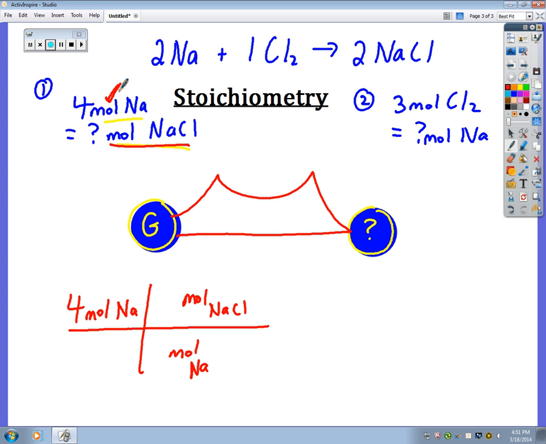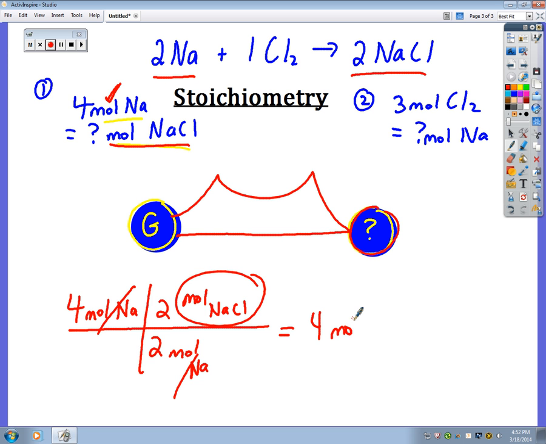So look up here. 2 moles of sodium, 2 moles of sodium chloride. Do I stop? Yes, I do, because I'm already here. My words tell me I'm there because moles of sodium cancel. I'm left with moles of sodium chloride right here. So 4 times 2 divided by 2 is 4 moles of sodium chloride. These are called mole-mole problems because you're going from moles of one thing to moles of another.